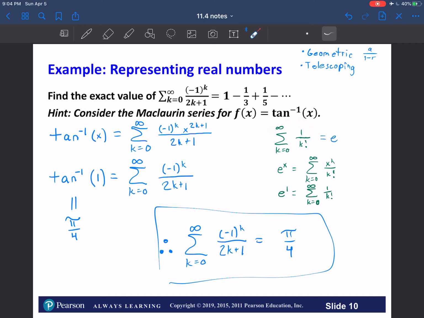They could also change it up a little bit, and instead of saying 1 over k factorial, they could instead say something like 2 to the k. And in this case, it would be e to the 2.